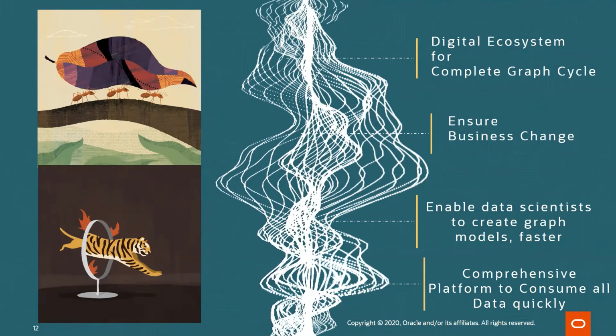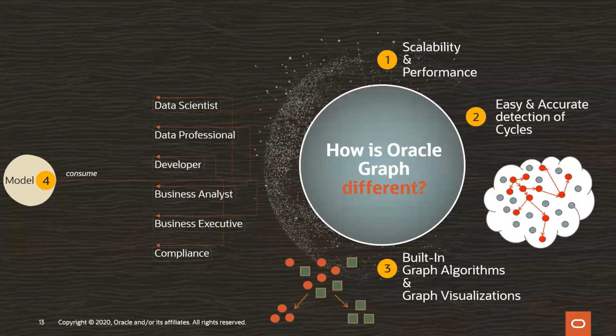So it's a comprehensive platform to consume the data quickly from the different data sources. So graph server can be loaded with data from a database directly by using a configuration file. You do not really need to generate the vertex table and edge table if the requirement is to make sure the data scientist can create the graph models in a much faster way. So how is Oracle Graph different?